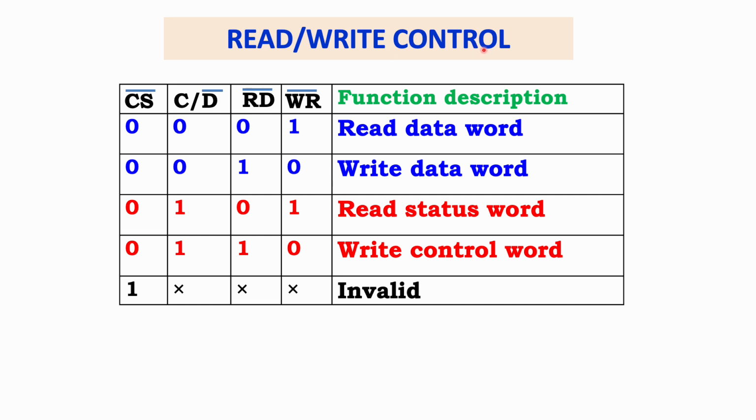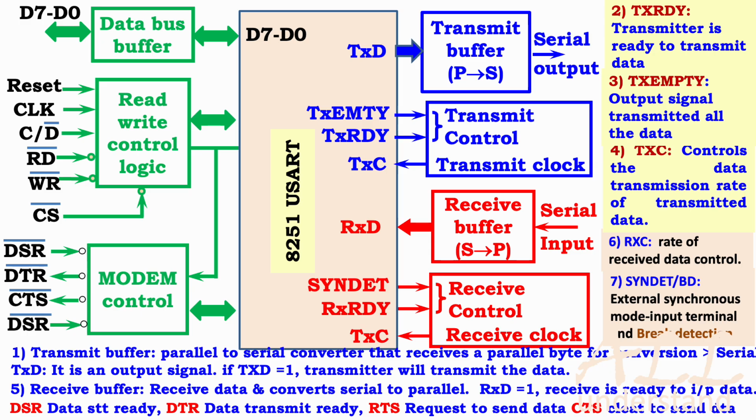This is the entire operation of the 8251 USART. So it is a very simple way to understand. Now you can take a screenshot of the entire operation and the circuit diagram with all blocks. See you all.